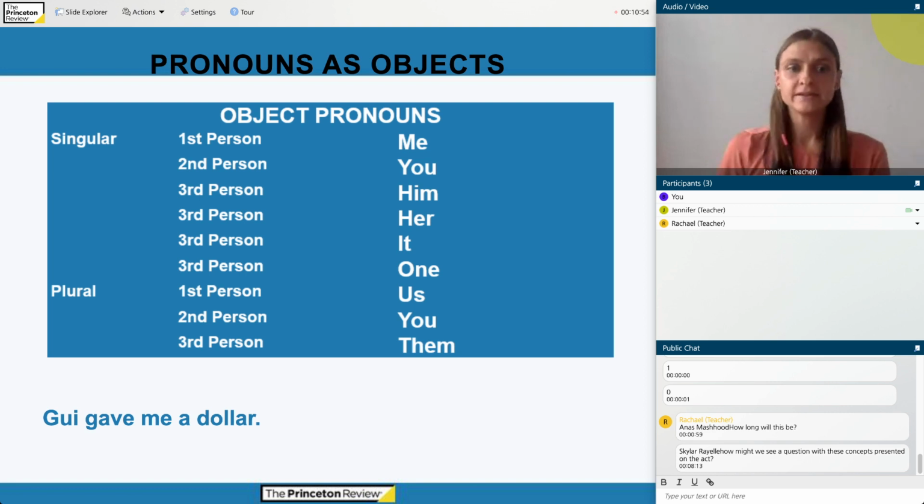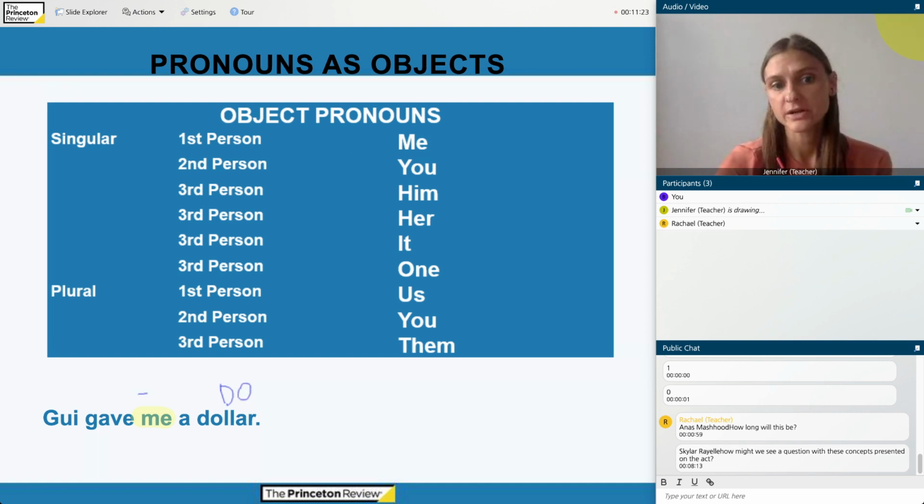If I said, he gave me $1, we can see that me is a pronoun. Gave what? Gave $1 to me. In this case, we can label our direct and indirect objects. What did Guy give me? Guy gave me $1. So my direct object is $1. And gave to whom? Gave me. So me is indirect. You would never say Guy gave I, right? That sounds wrong. We can hear it with our ear. But sometimes the ACT and SAT will trip things up a little bit.